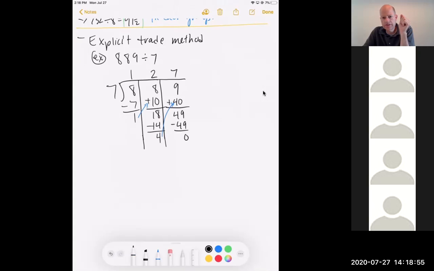Okay, so this is the explicit trade. You can imagine doing this with base 10 blocks. So just some different ideas that people have had to divide numbers that we're showcasing today. So we're going to do 389 divided by 4 with the explicit trade method.